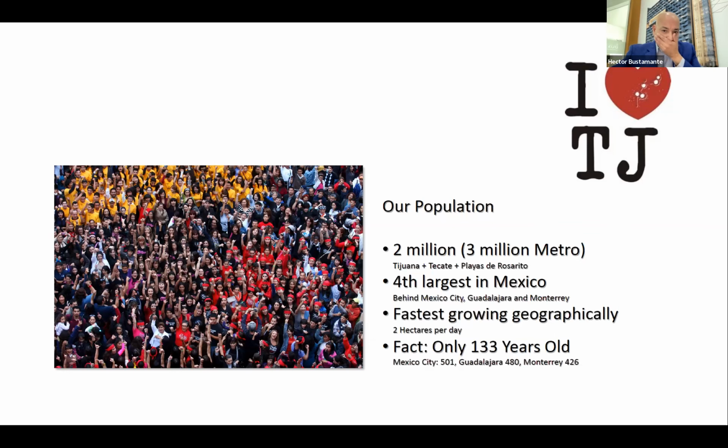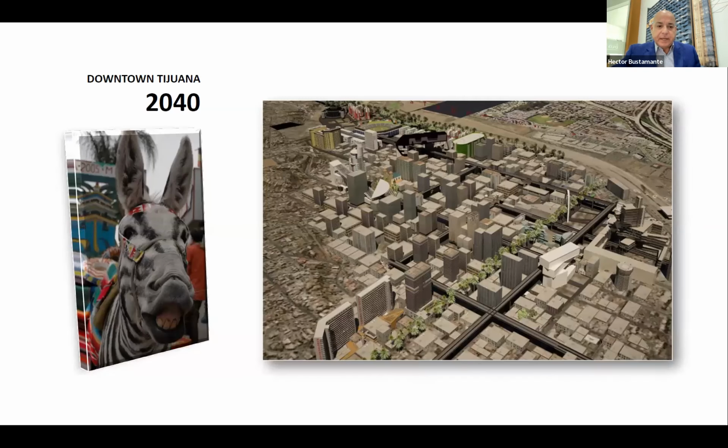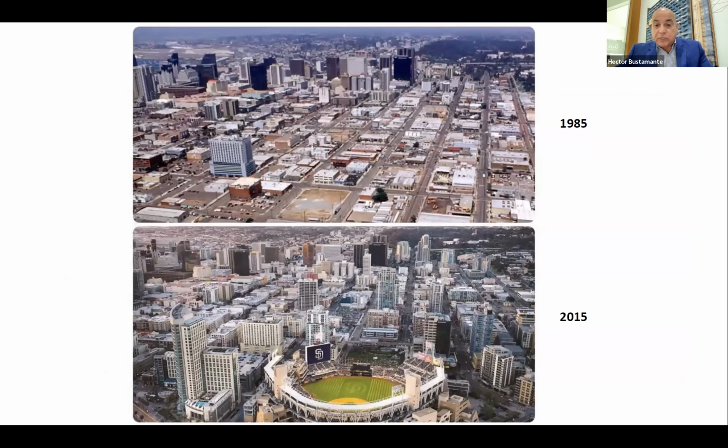Next, please. This is a study that the economic development partner hired from the ULI, the Urban Land Institute, some years back, about 5 or 6 years ago, where they were thinking of what was going to happen with downtown Tijuana. And this is their projection for 40 years. You might think that this is a crazy rendering of a lot of buildings in downtown, but the next slide, please, shows you what the difference in downtown San Diego was in 30 years.